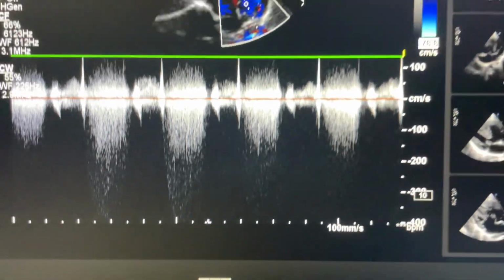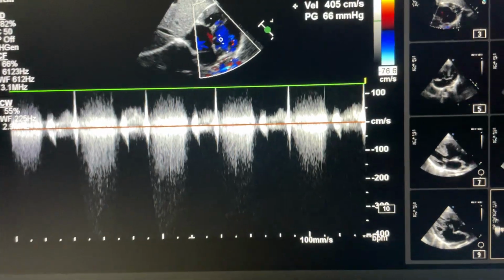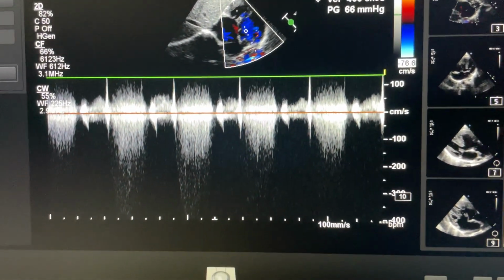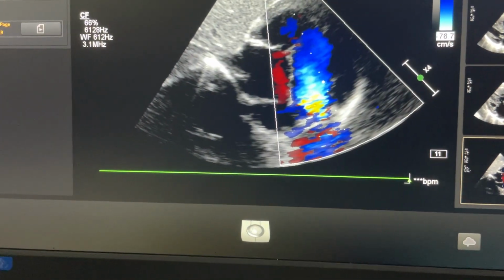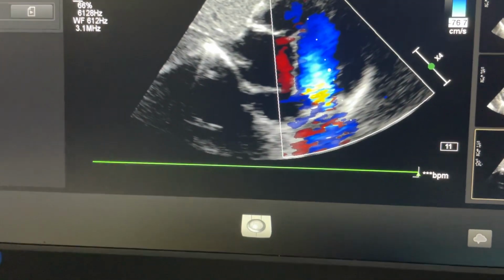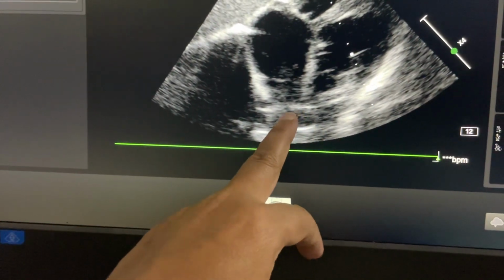You can see the flow obstruction across the pulmonary artery. The gradient is 66 millimeters of mercury. Turbulence across the pulmonary valve. This is right pulmonary and left pulmonary artery.